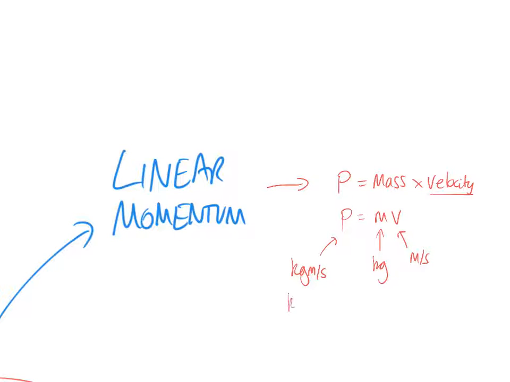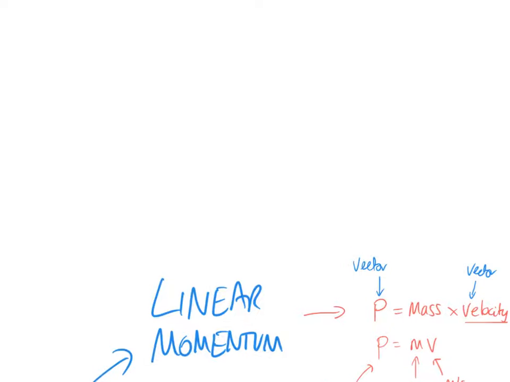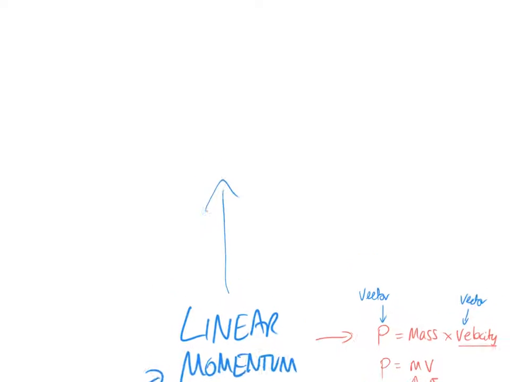Don't write kilogram meters per second. Not correct. You'll also notice that velocity is a vector. Well, you won't notice, you should know that, which means that momentum is also a vector. Direction is important. Now, one principle that you will have also touched on at GCSE is the conservation of momentum, and that is really important when we solve these problems.